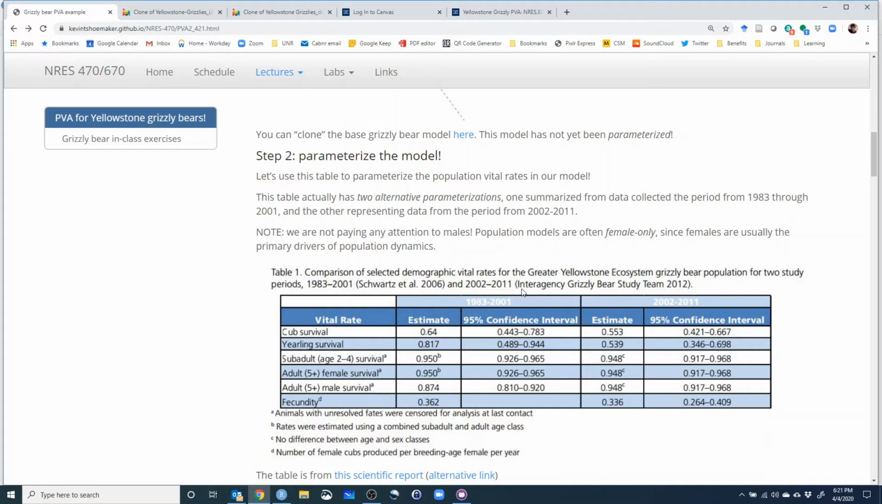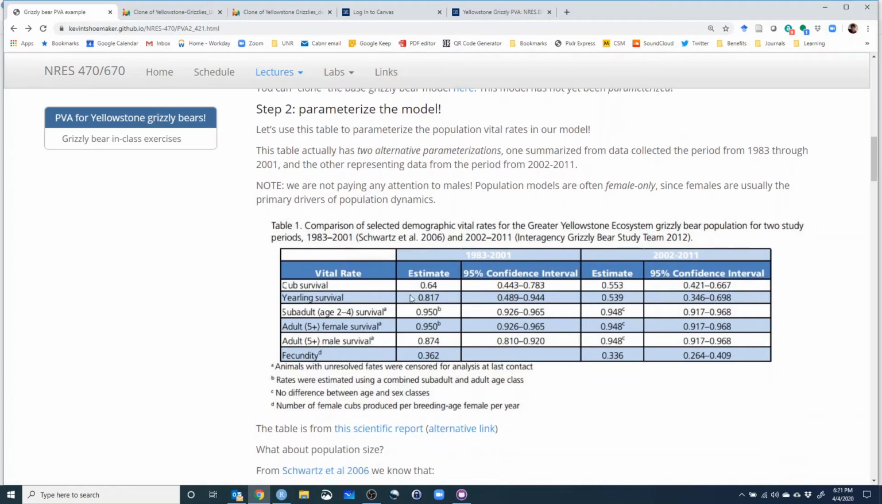One represents the period from 1983 to 2001, and the other represents a more recent period from 2002 all the way to 2011. So we have two estimates for each vital rate, one for an earlier period and one for a later period. And we'll talk more about that later. But let's focus on this first period for now.